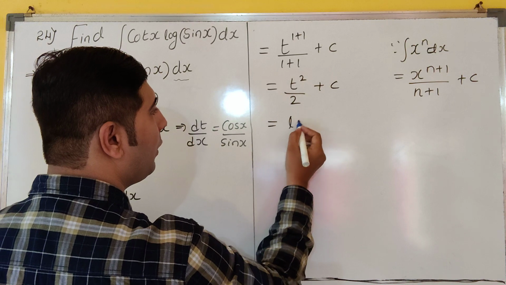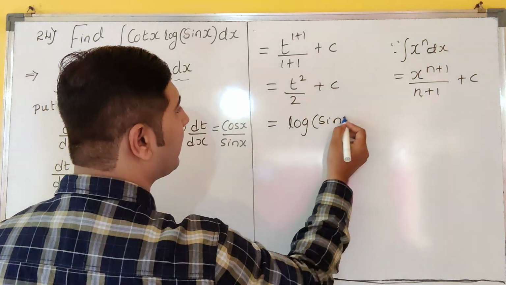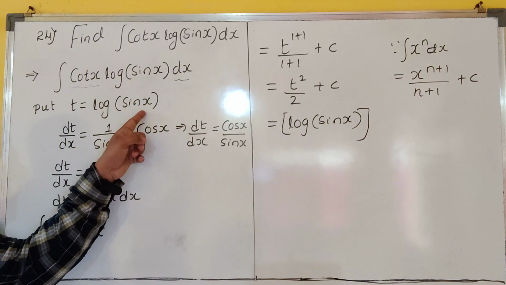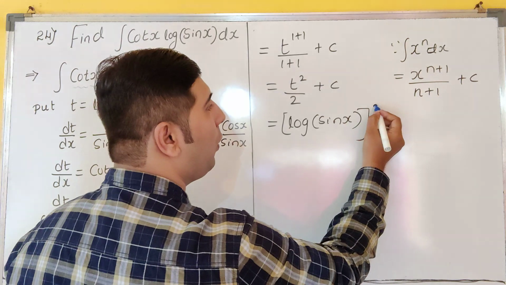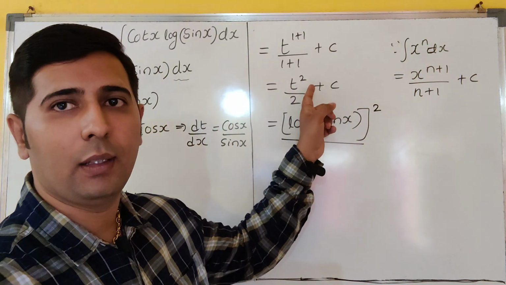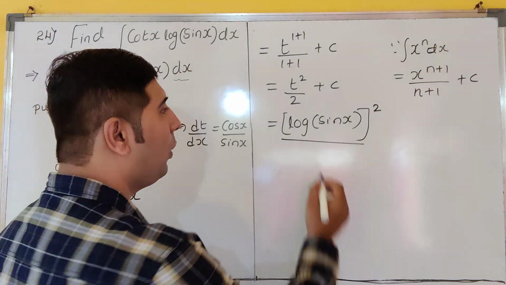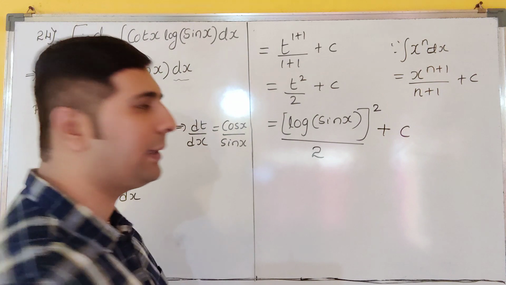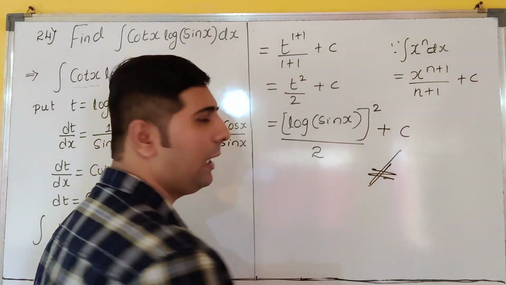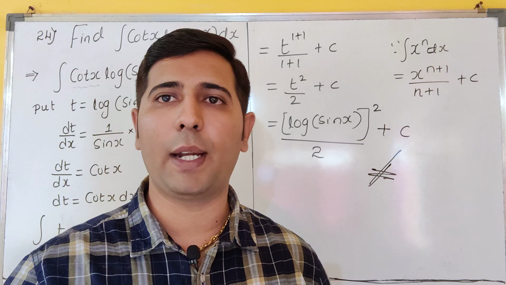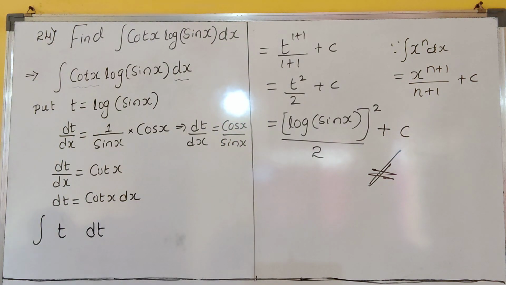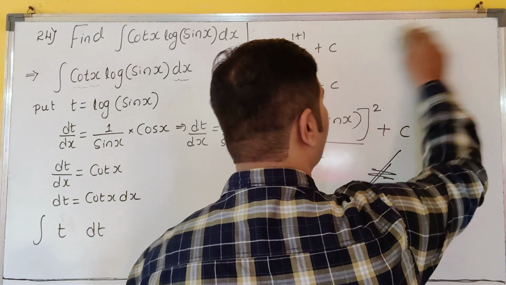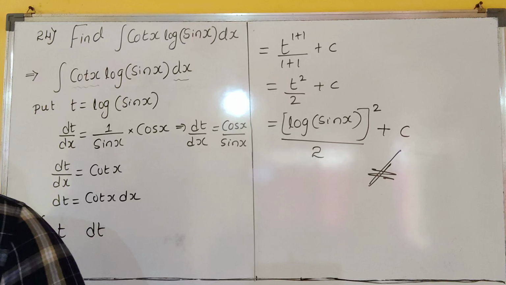What is t value? Log of sin x. Yes or no? T square it is log sin x whole square, I wrote, whole divided by 2 plus c, dear students. And this is our required answer, my dear students. I hope you understood. So this formula is not required. For your understanding purpose I wrote. If you want, you can write it by the side.